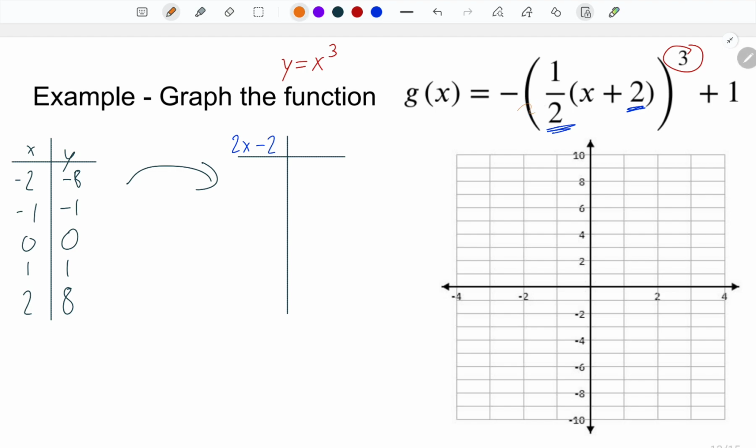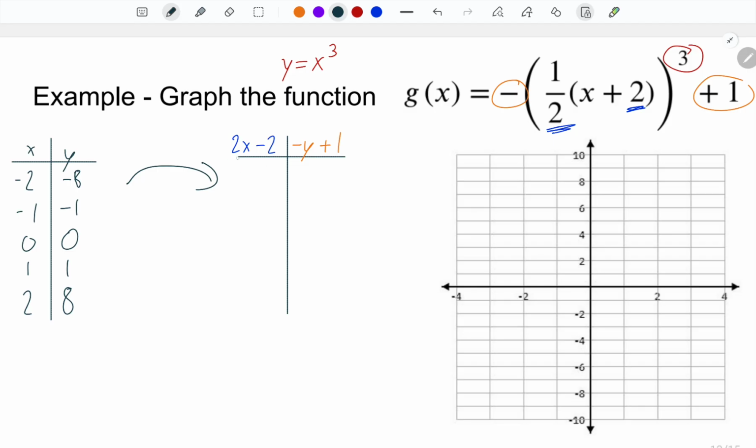And then let's look outside. You have the minus sign as well as the plus 1. So you're reflecting, so negative y, and then you're shifting up 1, so plus 1. Now just apply that to those 5 points.